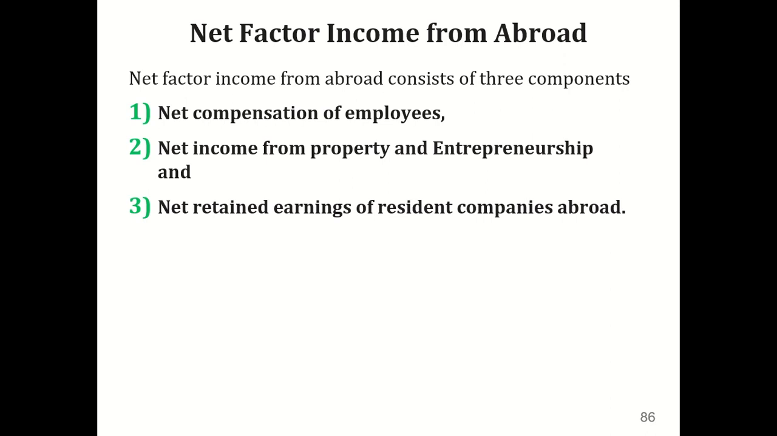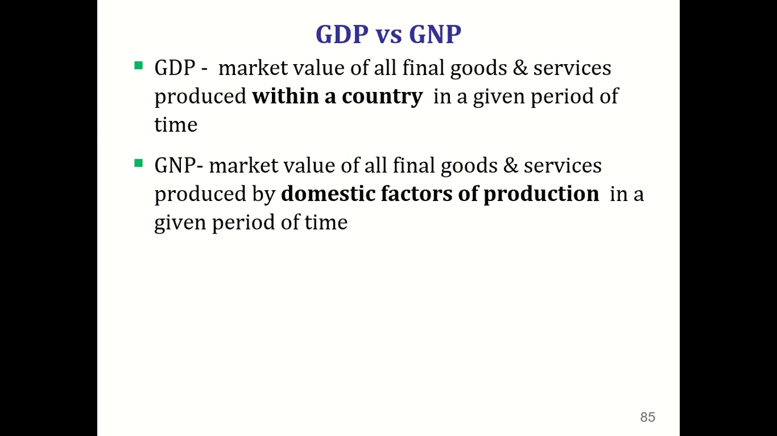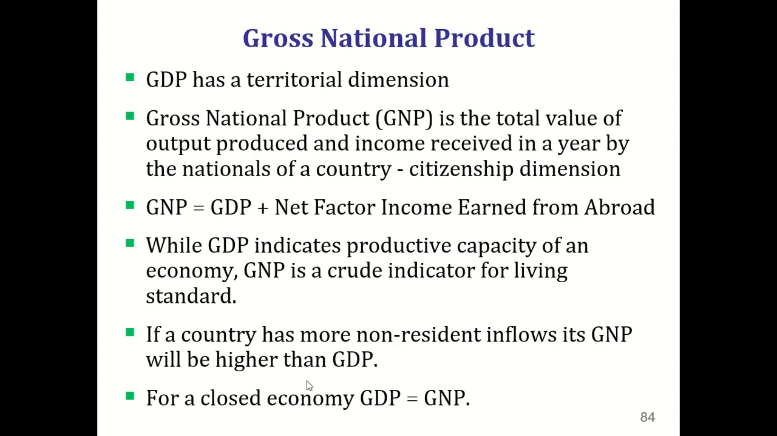Now, before we discuss each component, let me spend some time on the implication of GNP vis-a-vis GDP. While GDP indicates the productive capacity of an economy, GNP is a crude indicator for the living standard. So, irrespective of from where money is coming, whether in the form of remittances, interest income or dividend income from abroad, nonetheless the money is available for spending in the domestic economy. And so the sum total of money available for spending, which is captured by GNP, is therefore considered an indicator of living standard.